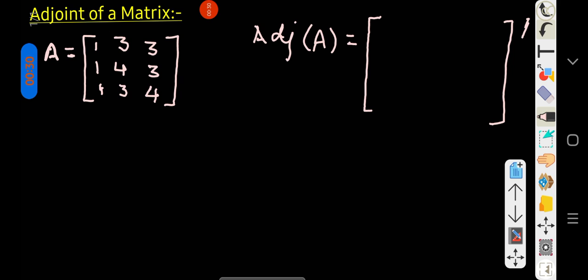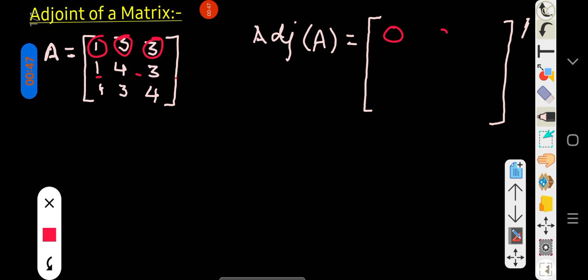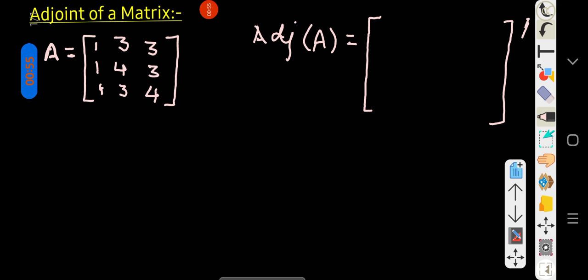Okay. So first of all, let's find the cofactors of each element. Cofactor of each element means we have to get the cofactor of 1, 3, 3 and all those, right? And we will write these cofactors in their corresponding positions in this new matrix. Fine. Here we will write the cofactors. So now see how we can get the cofactor of 1 first of all.